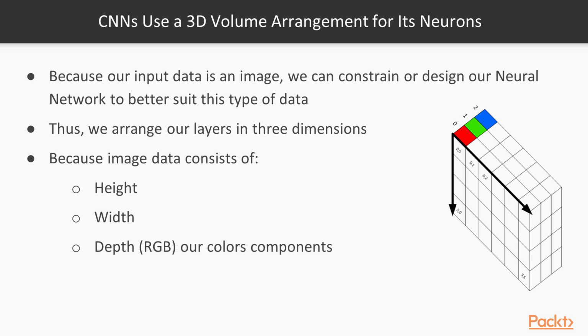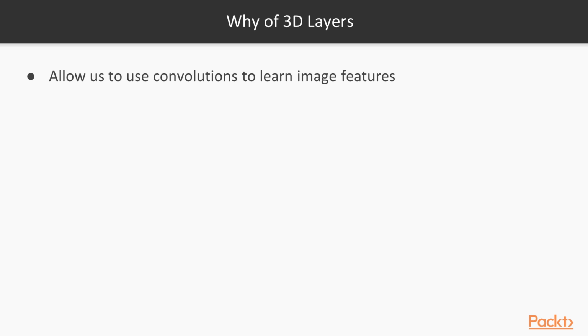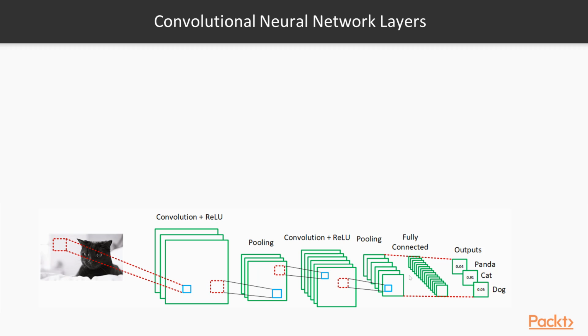So let's take a look at this now. Why 3D layers? As I just said, this allows us to use the convolutions to learn image features, and this concept allows us to use far fewer weights in our deep network, allowing for significantly faster and better training. This is what the convolutional layers look like. We have our input here, which is our input image. We have our convolutional layer here. We have the ReLU layer, which is basically combined with this, just the activation layer.